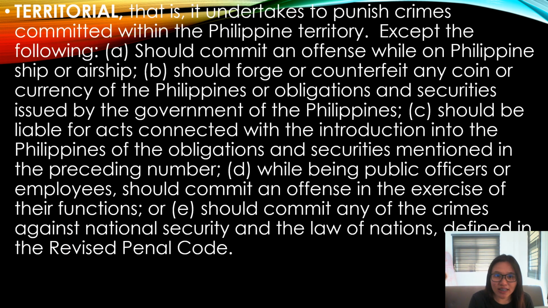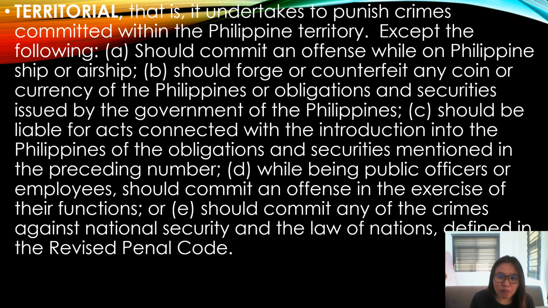Next, we have the territorial. That is, it undertakes to punish crimes committed within the Philippine territory. Okay? Except the following. Guys, it undertakes to punish crimes committed within the Philippine territory, except the following. First, should commit an offense while on Philippine ship or airship. B, should forge or counterfeit any coin or currency of the Philippines or obligations and securities issued by the government of the Philippines. C, should be liable for acts connected with the introduction into the Philippines of the obligations and securities mentioned in the preceding number.